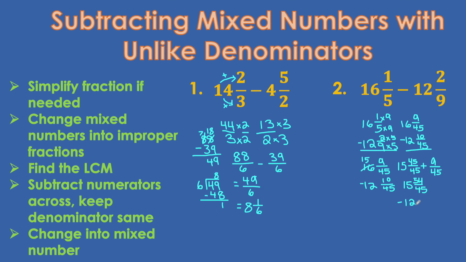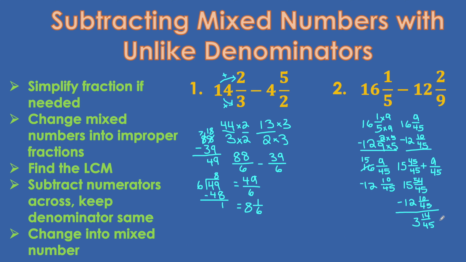Minus 12 and 10/45. 15 minus 12 is 3. 54 minus 10 is 44. And we're just going to keep the 45 as the denominator. So our final answer is 3 and 14/45.